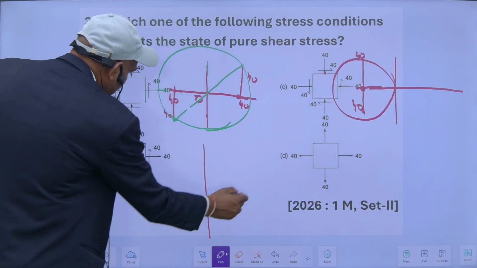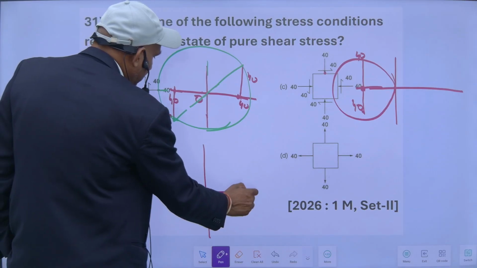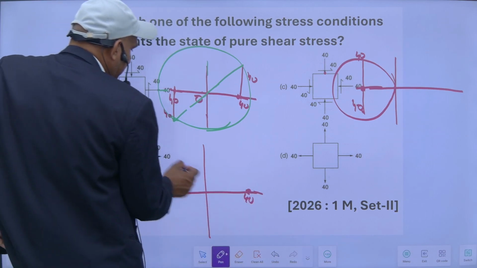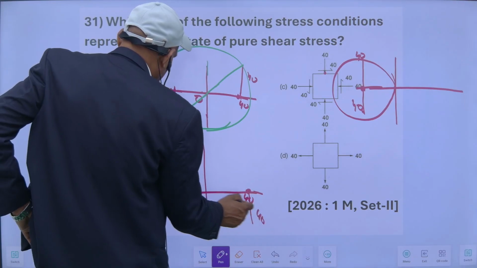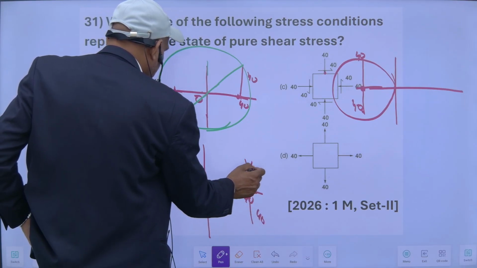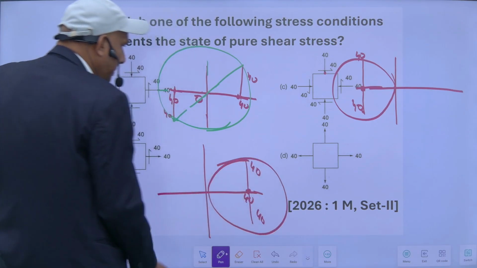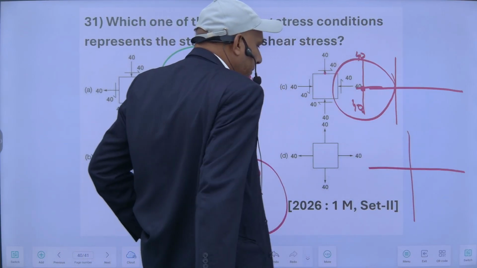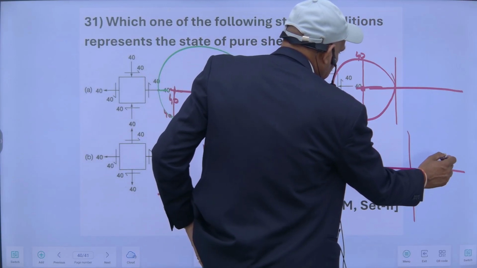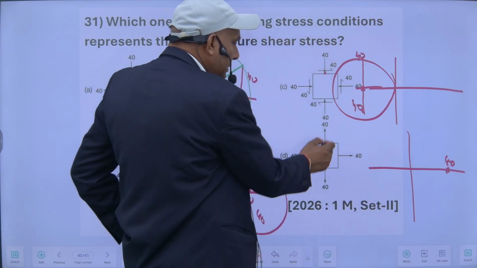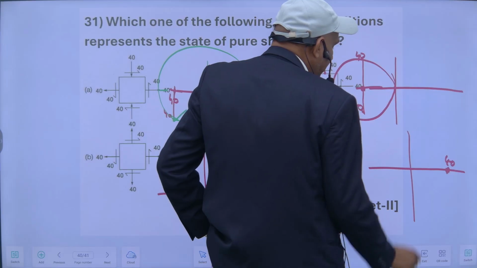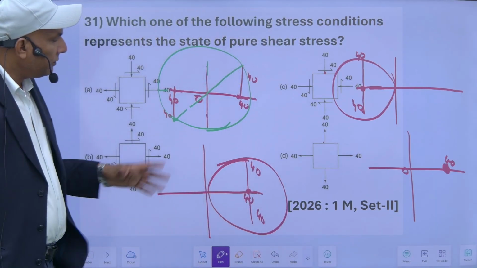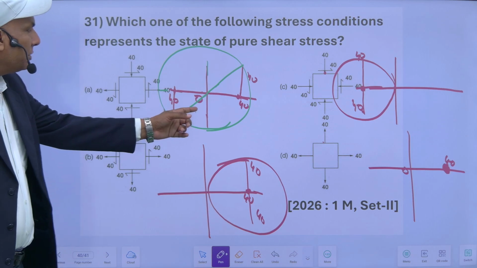In this case, this is tensile 40. This is also tensile 40, and this is positive 40. This is negative 40. So its Mohr circle will be this way. In this case, it is tensile 40. Shear stress is 0, and this is also tensile 40. It means my Mohr circle will be just a point here. So out of these options, this one is the case of pure shear.